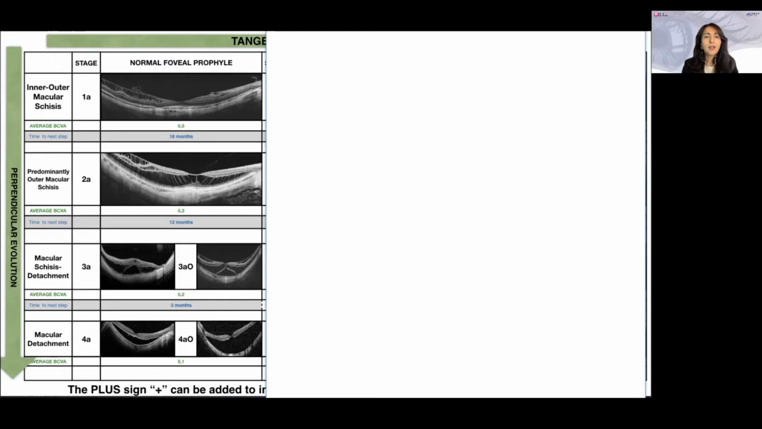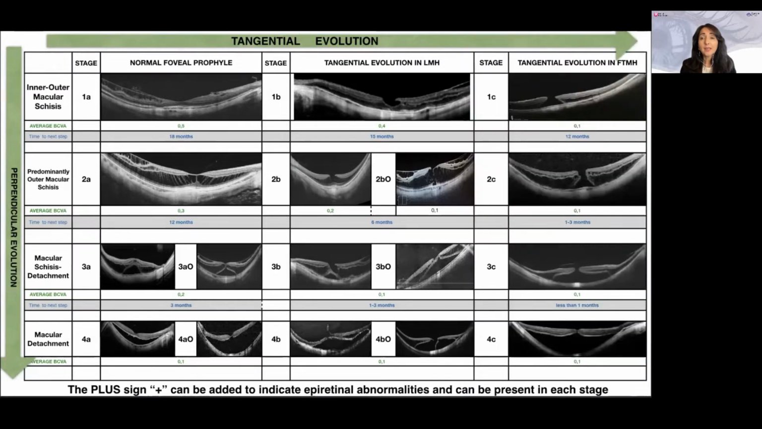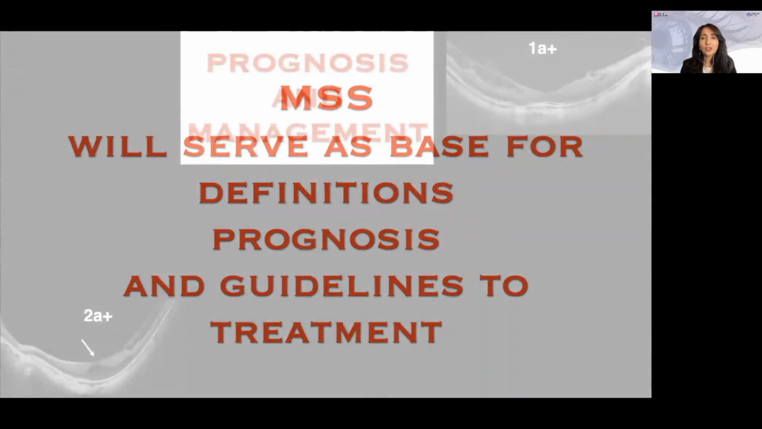Stage A describes an intact fovea, but if the tangential evolution moves on, you can end up with a lamellar macular hole that can end up in a full thickness macular hole. The evolution can be from stage 1 to stage 4, or from stage A to stage C, or in oblique, from stage 1A to stage 4C. The staging system will serve as a base for definition of this complex disease, prognosis, and guidelines to treatment.